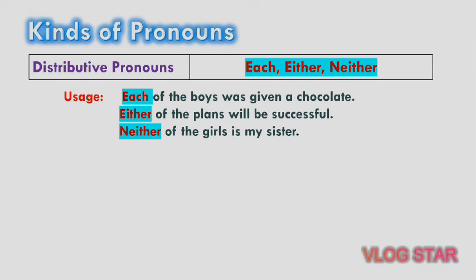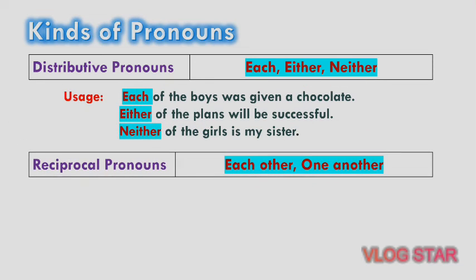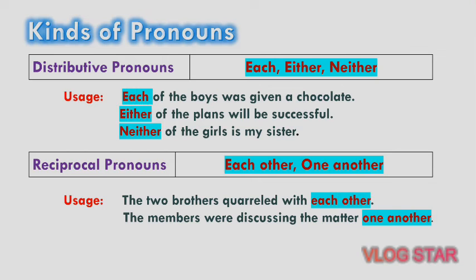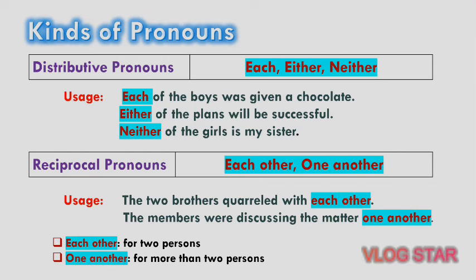The last category of the kinds of pronouns is the reciprocal pronoun. There are two reciprocal pronouns in English grammar: each other and one another. There is a basic difference between them. Each other is used in the case of two persons, and on the other hand, in the case of more than two persons, one another is used. For example, the two brothers quarreled with each other. In the case of two persons, it will be each other.